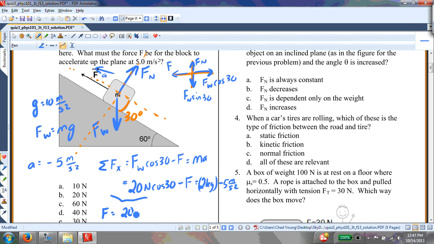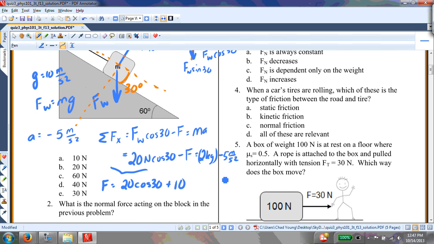F equals 20 cosine 30 plus 10, which is equal to 27, or listed as 30 newtons. So the answer is E.